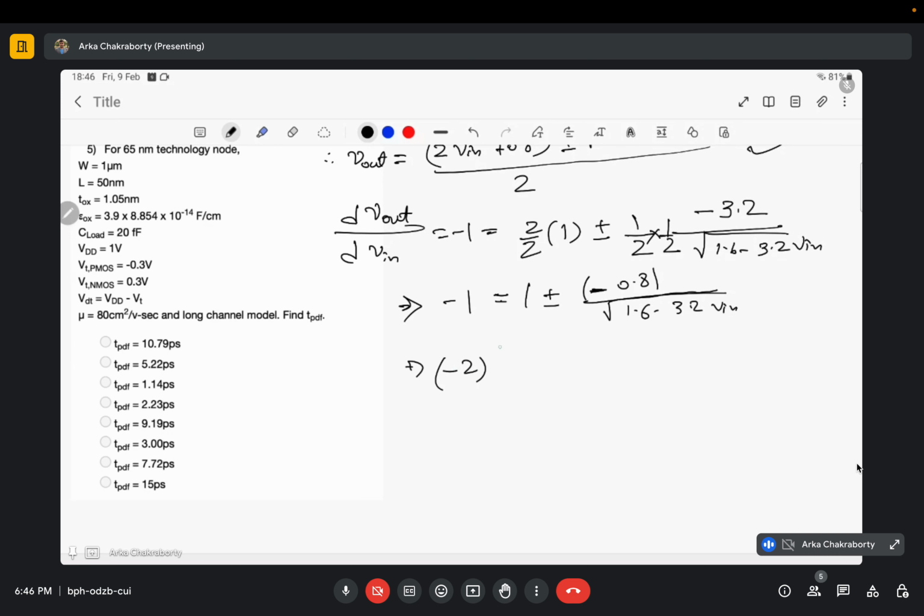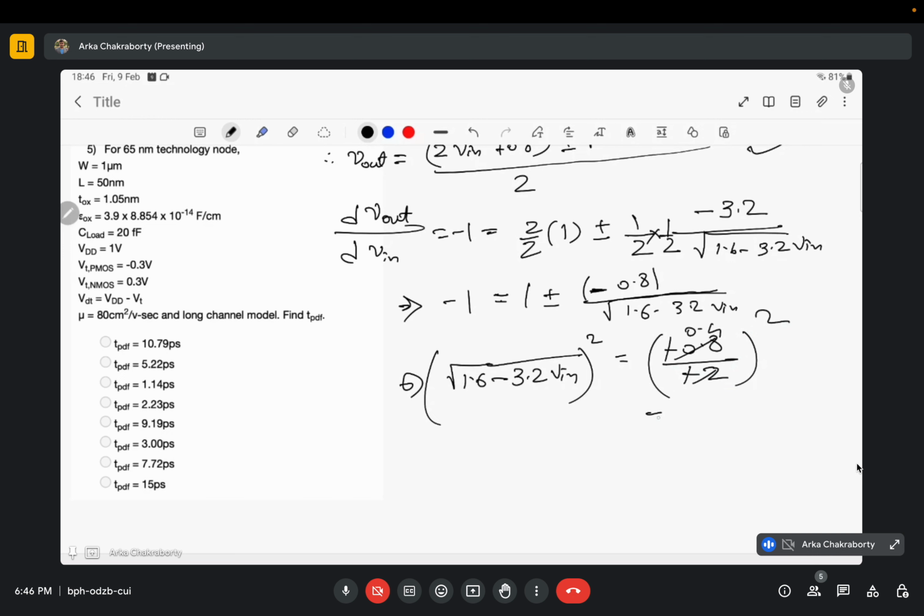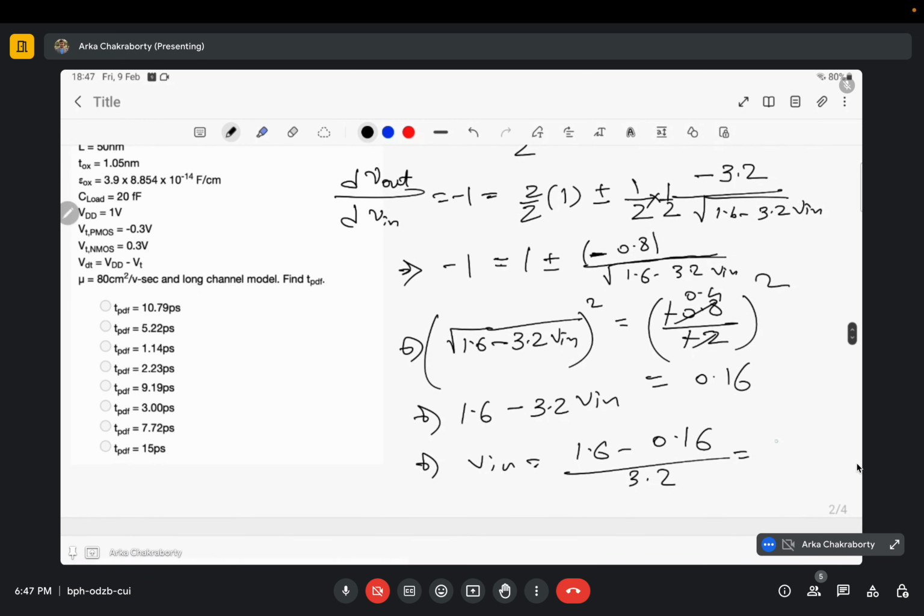So minus 2 wholes, minus 2 by minus 0.8, sorry, let me write it another way. So (1.6 minus 3.2 V_in) whole square would be equal to (minus 0.8 by minus 2) whole square, which is 0.4 whole square, equal to 0.16. So 1.6 minus 3.2 V_in is 0.16, which implies V_in would be equal to (1.6 minus 0.16) by 3.2, which is equal to 1.44 by 3.2.